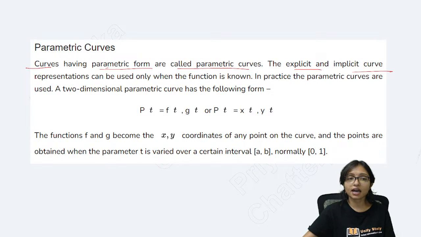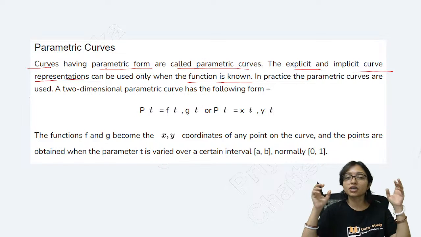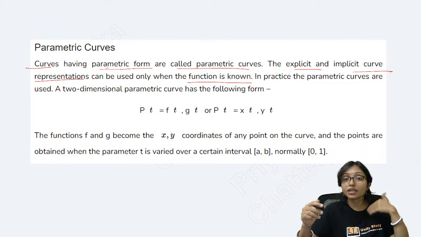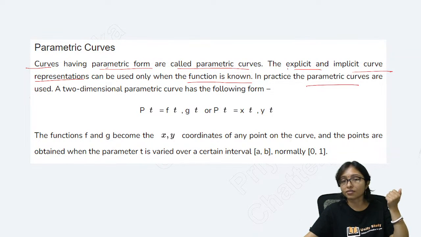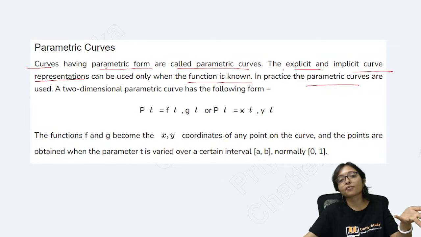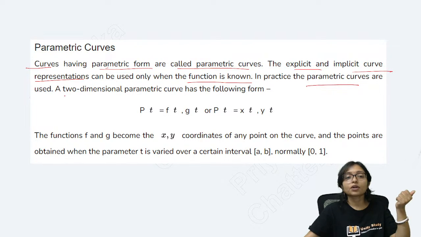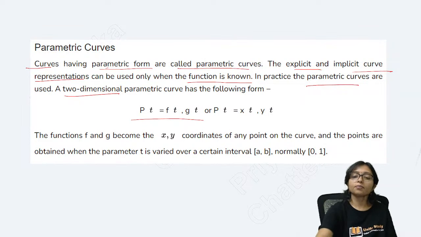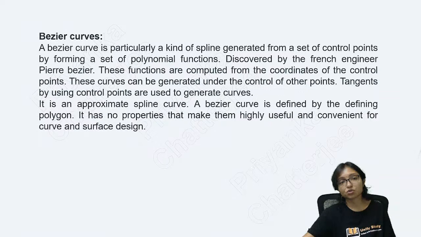Explicit and implicit curve representations can be used only when the function is known. When you know the function, then only you can use the explicit or implicit curve. But when you don't know the function, then you have to go for the parametric curve. In practice, we actually go for the parametric curve, because in a two-dimensional parametric curve, in this way you can pass the value dynamically and draw the curve. That's why practically the parametric curve is more useful.